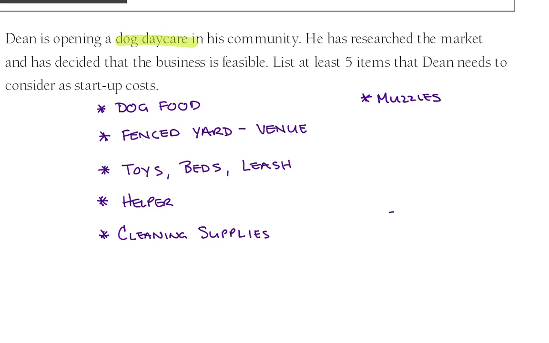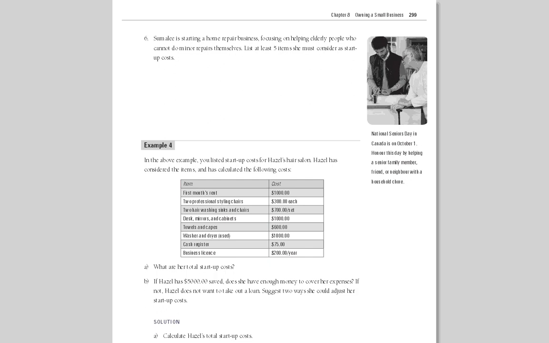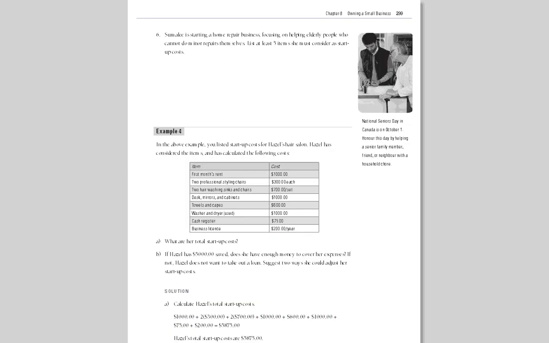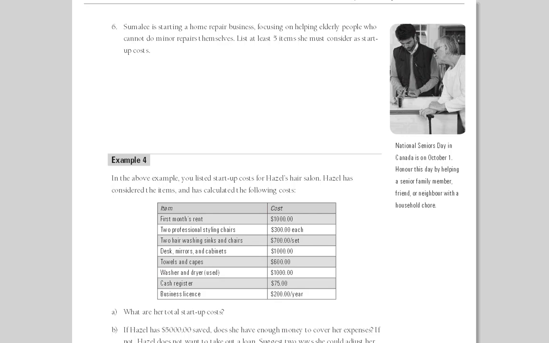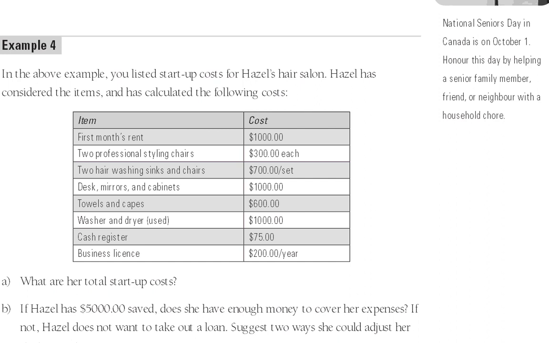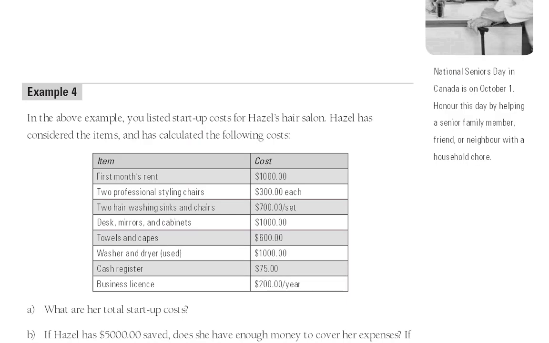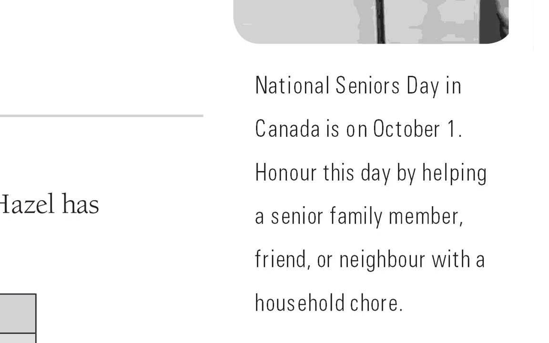Yeah. How about a business license? All of those things. Okay. I think we're done with that. Example 4. Let's move to the next page, 299. Look at this. This is kind of nice. Guys, 299. Next page.